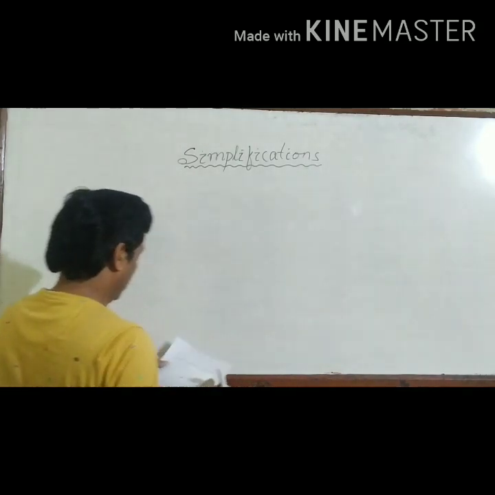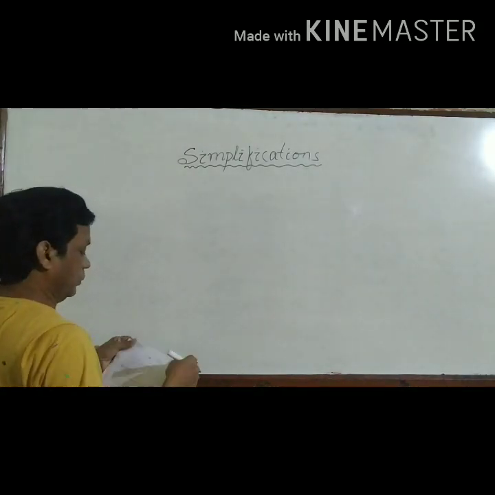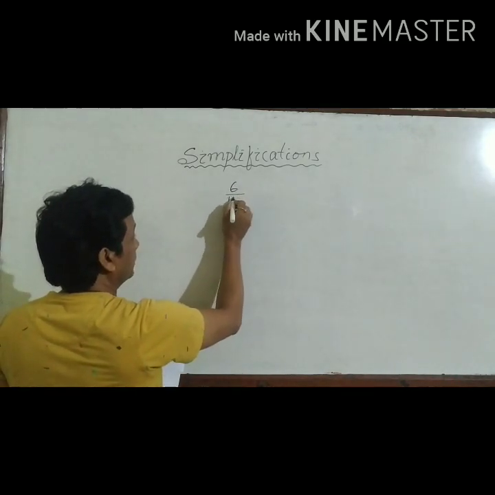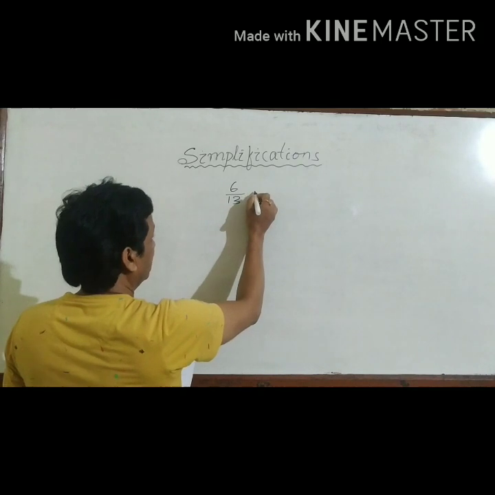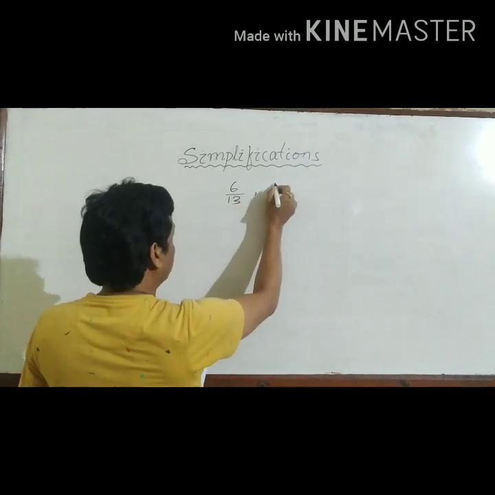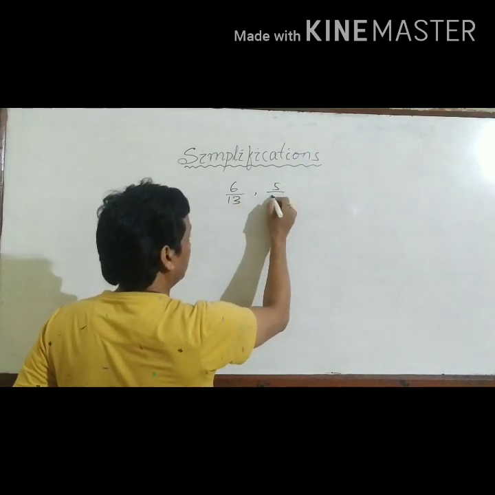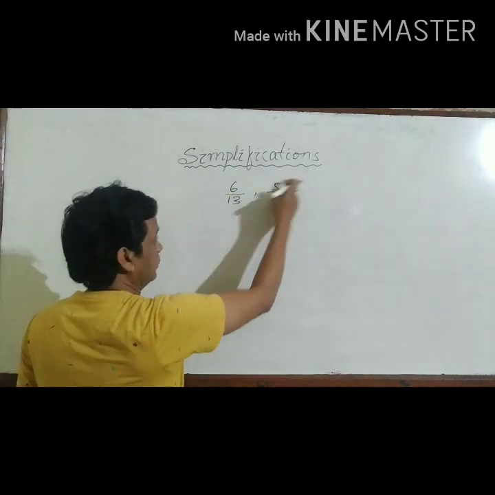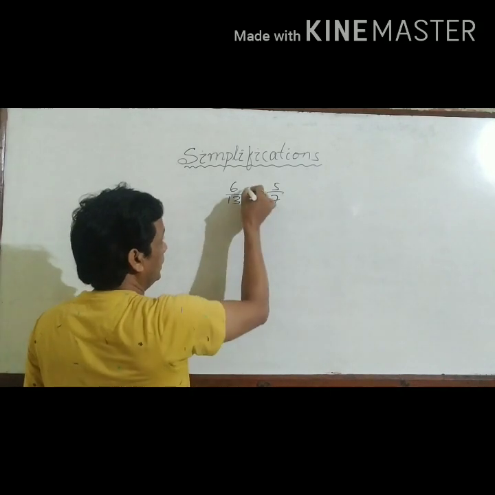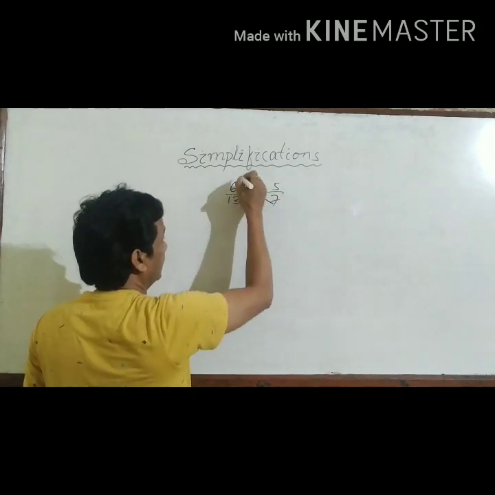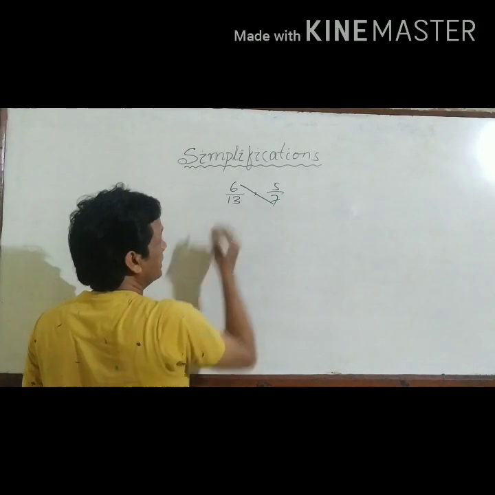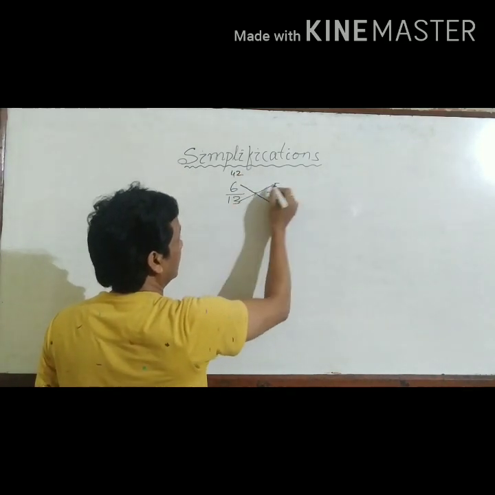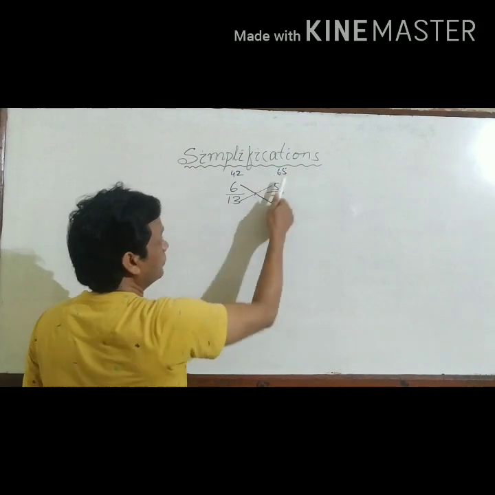Now see here. How to find out the largest of two numbers? 16 by 6 by 13 and another number is 5 by 7. You have to decide which one is the larger one. Simply cross multiply these two. Here the product is 7 into 6 is 42, and here the product is 13 into 5 is 65. So 65 is the larger one.